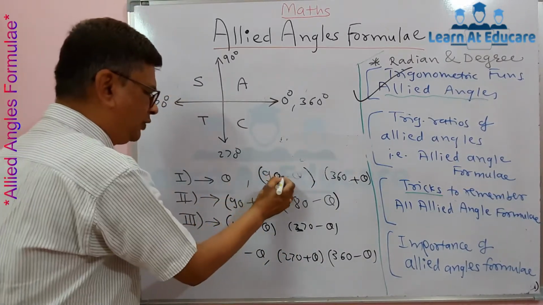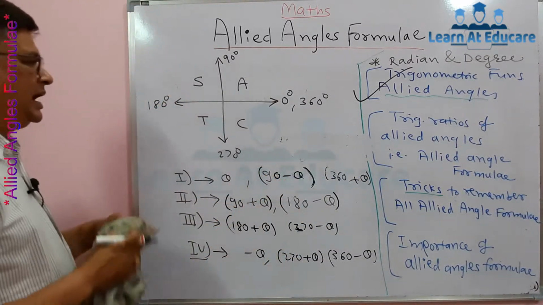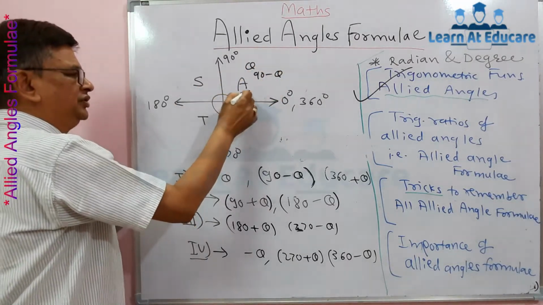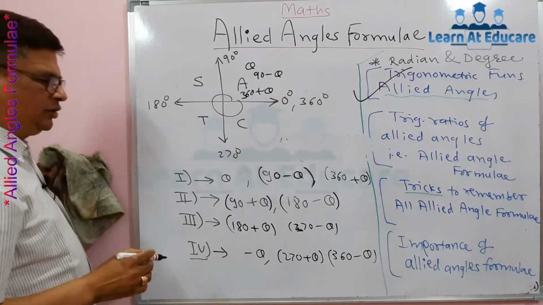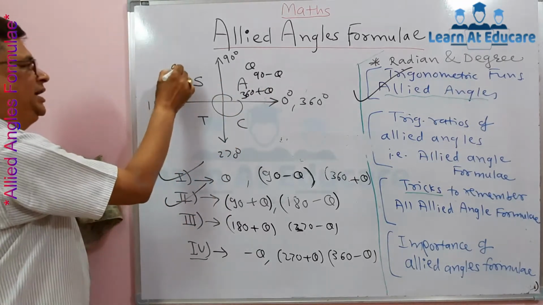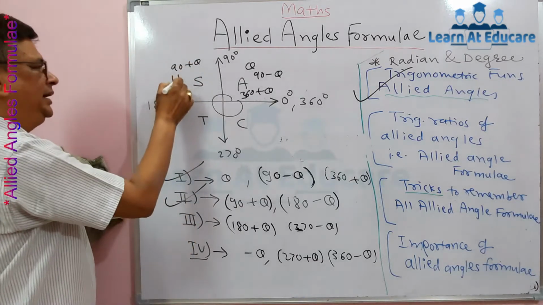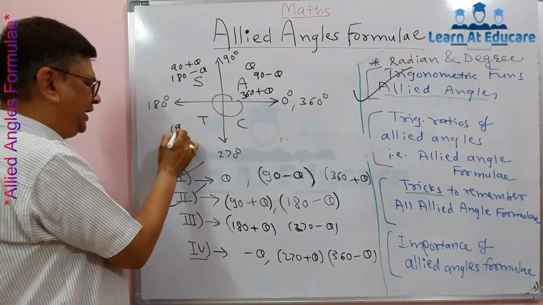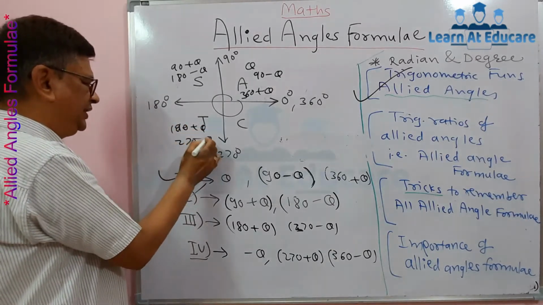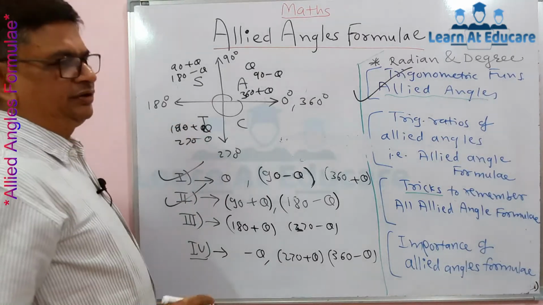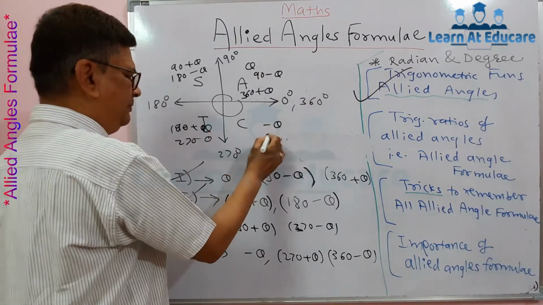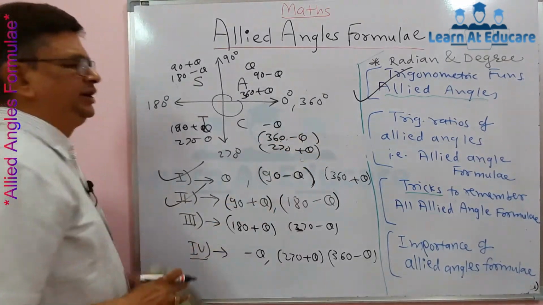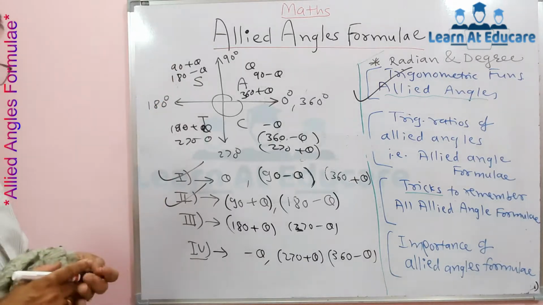In the first quadrant, what are the angles that we are considering? They are theta, 90 minus theta, and after one rotation 360 plus theta. In the second quadrant, the angles are 90 plus theta and 180 minus theta. In the third quadrant, we have 180 plus theta and 270 minus theta. In the fourth quadrant, we have minus theta, 360 minus theta and 270 plus theta. So these are the angles that come in the various quadrants.